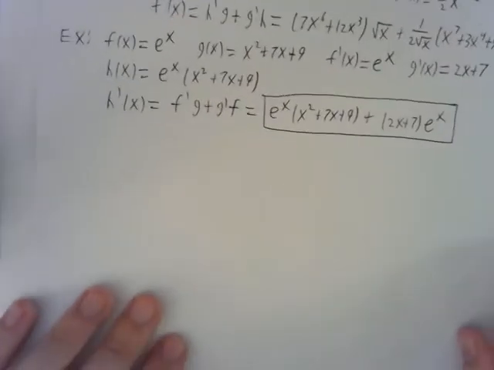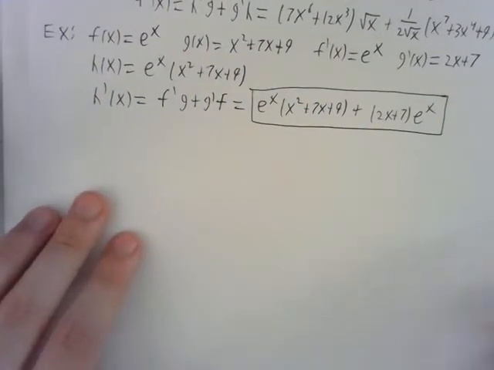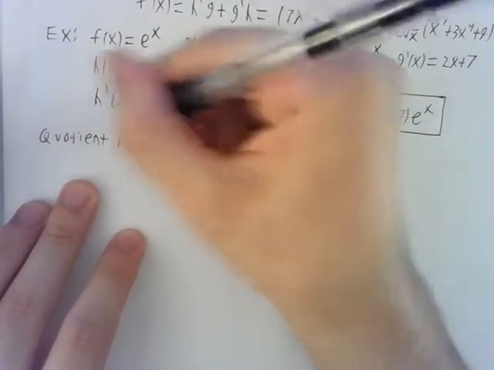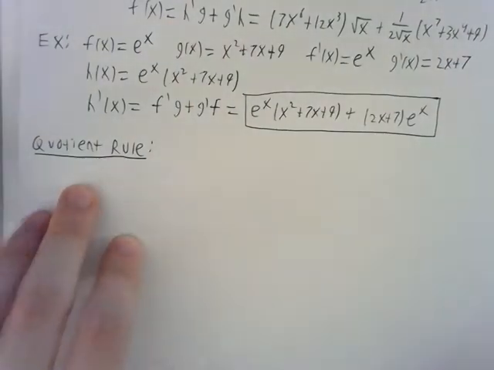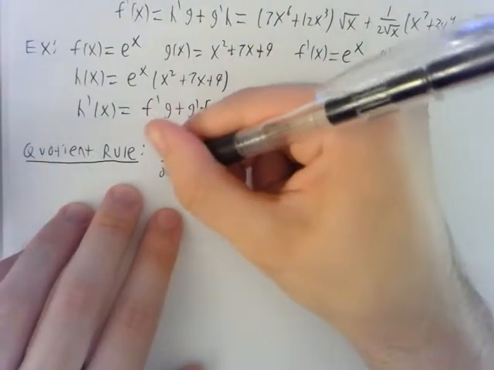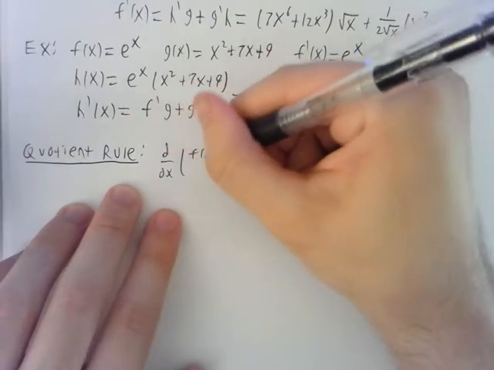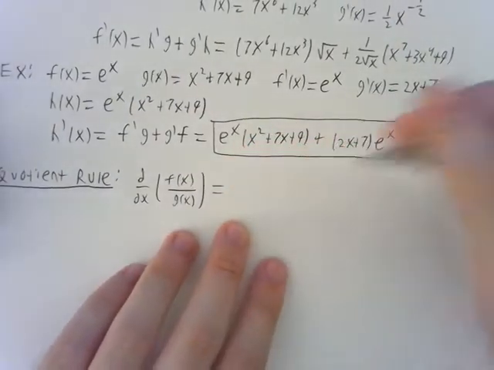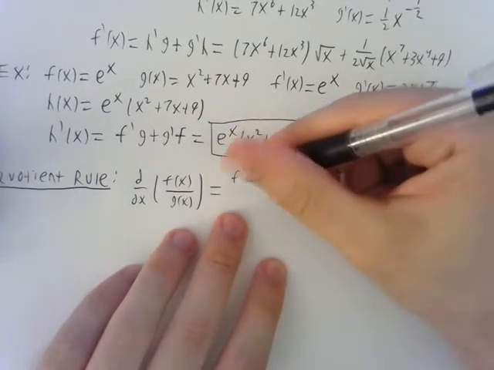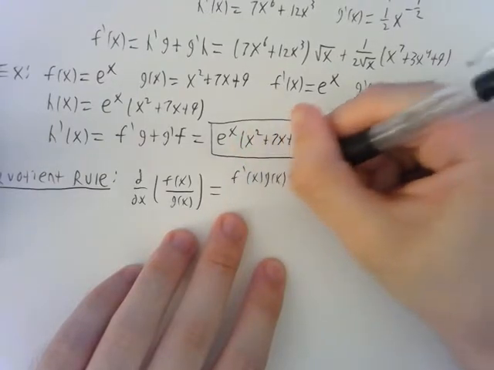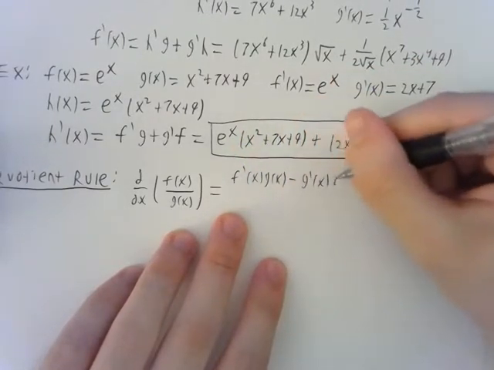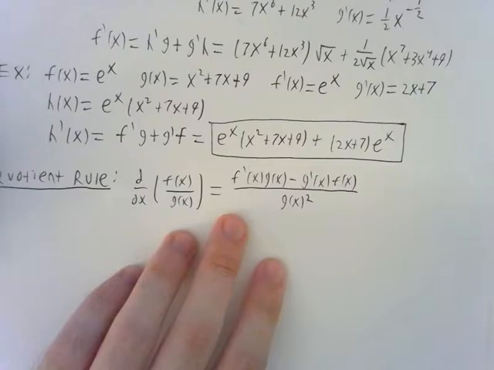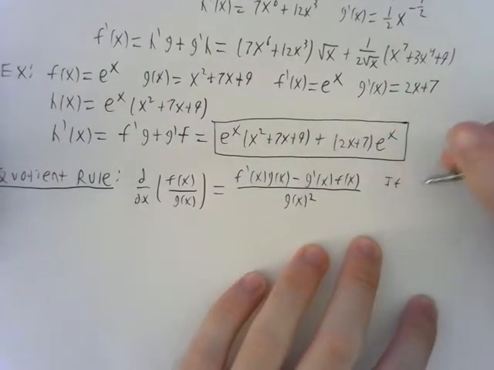Okay, so that's it for the product rule. The second rule that we looked at was the quotient rule. And so this tells us how to take the derivative of a fraction. So f of x divided by g of x. And so the rule states that the derivative of this is equal to f prime of x g of x minus g prime of x f of x divided by g of x squared. And again, this is if f and g are differentiable functions.